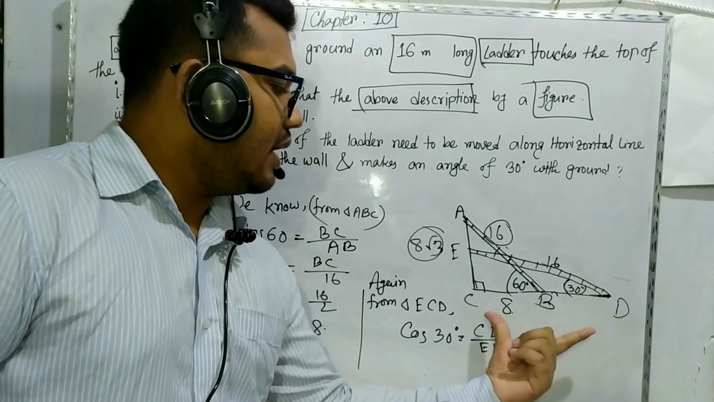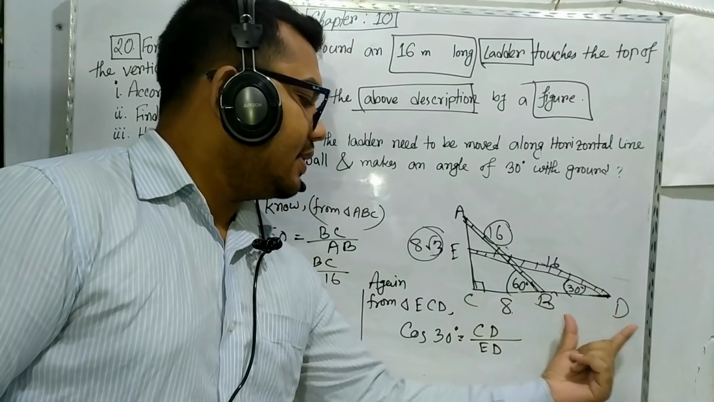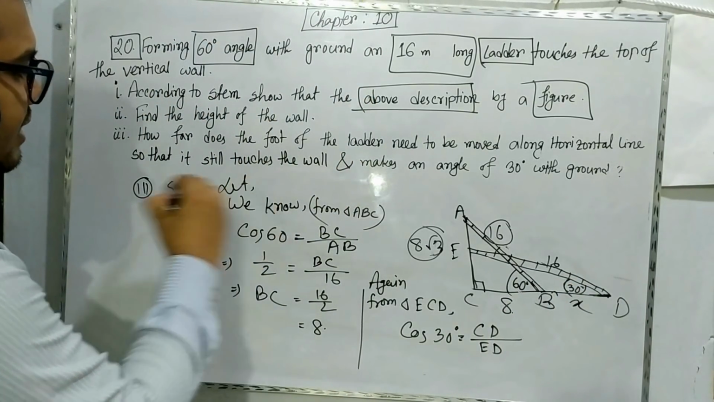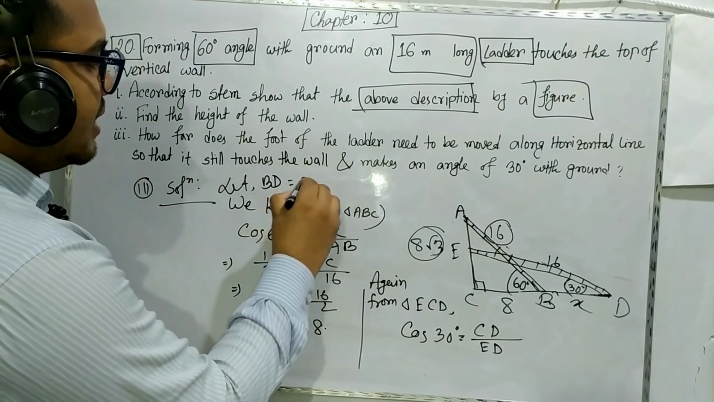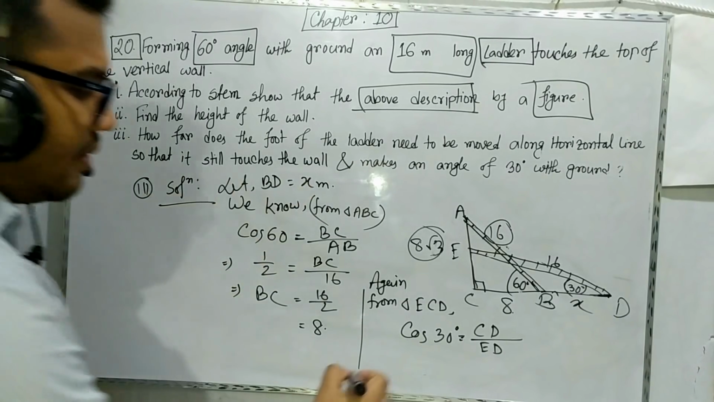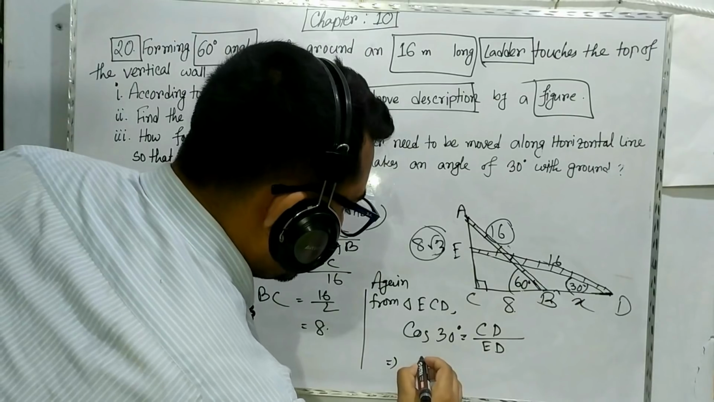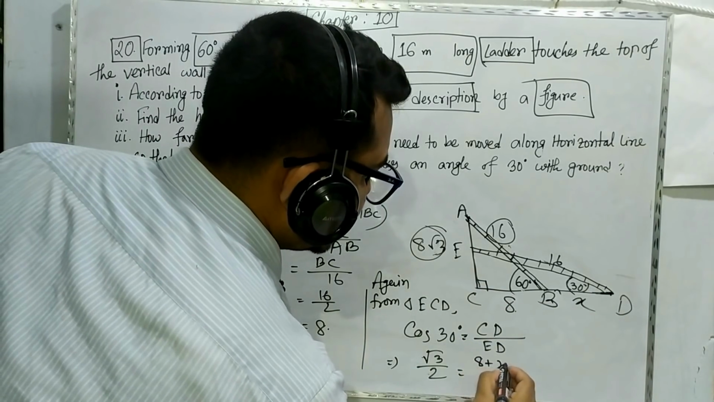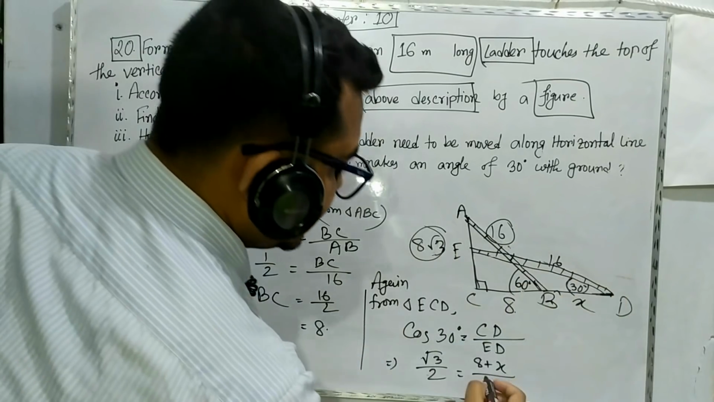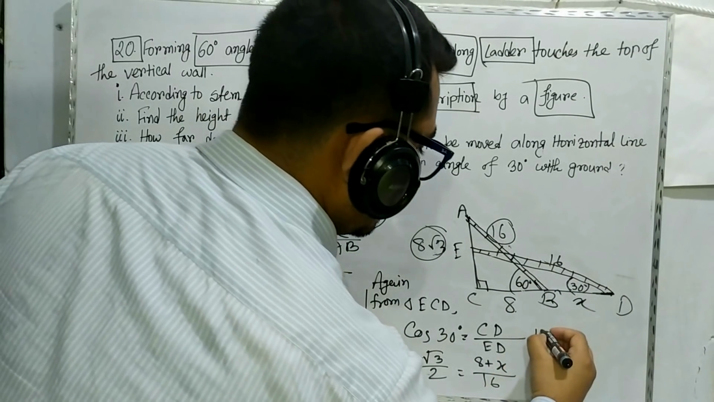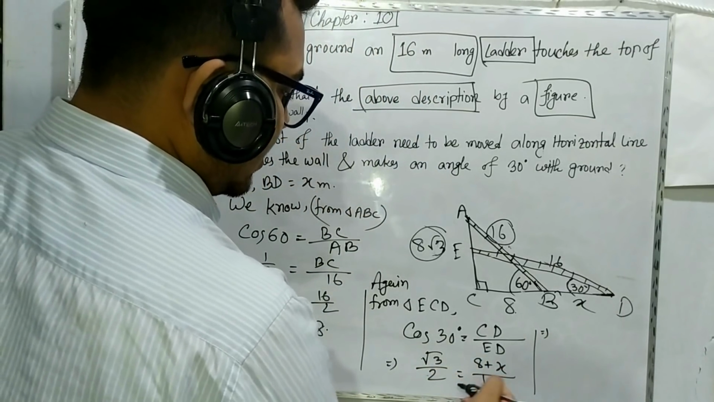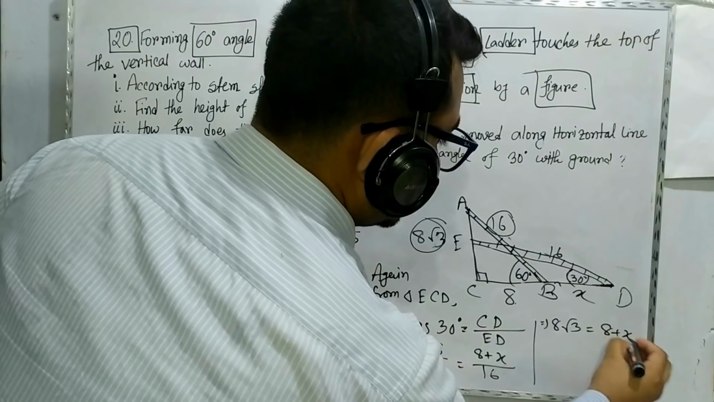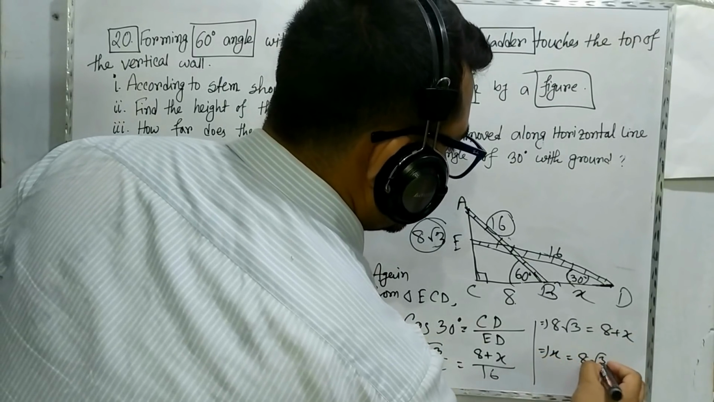Here CD, the total length, must be BC plus BD, that is 8 plus BD. We can assume that BD is x meters. Then cos 30 is root 3 by 2, which equals CD, that is 8 plus x, divided by ED, that is 16. Now just calculate: 16 by 2 is 8, so it will be 8 root 3 equals 8 plus x, then x equals 8 root 3 minus 8.